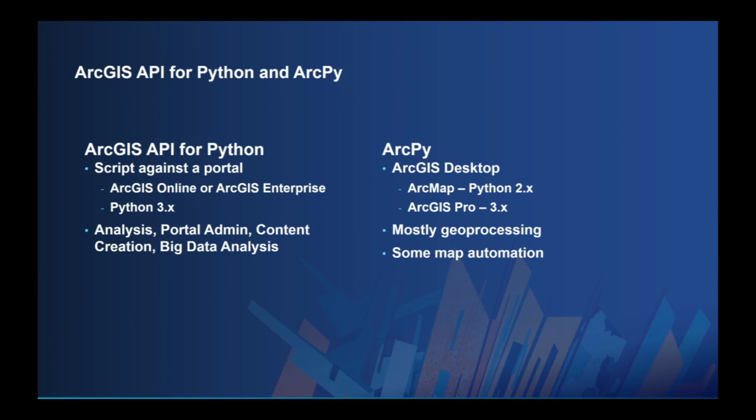One good question we always get is, you have this thing called arcpy and ArcGIS API for Python, is one going to kill the other, and vice versa? No, absolutely not. They both work in two different environments. You could work with them in parallel, work with them together. The way to think about it is ArcGIS API for Python is to script against your portal. It works with Online or Enterprise. It's based upon Python 3.x, and it does analysis, right? Portal admin, content creation, big data analysis. ArcPy is obviously built around ArcGIS Desktop. Use it within ArcMap, which uses 2.x; ArcGIS Pro is 3.x. It's mainly used for map automation. Very powerful. Mostly geoprocessing stuff, right? So you can use both, right? We're not going to kill it off.